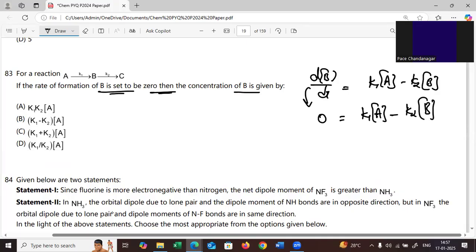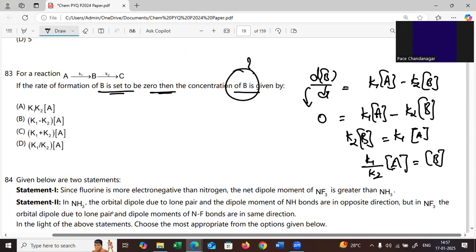So this will go to the left side. So K2 times concentration of B is equal to K1 times concentration of A. So K1 by K2 times concentration of A is equal to concentration of B. So you're asked about the concentration of B, how much? K1 by K2 times A. K1 by K2 times A. Option D will be right here.